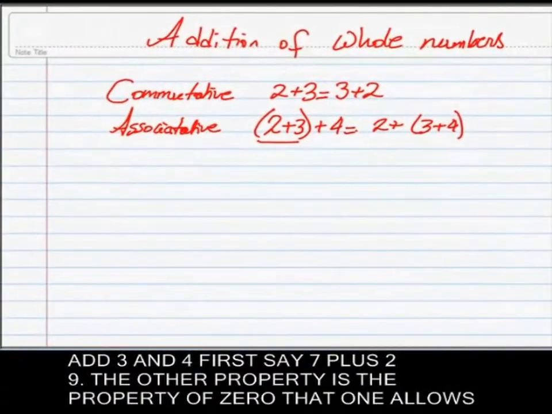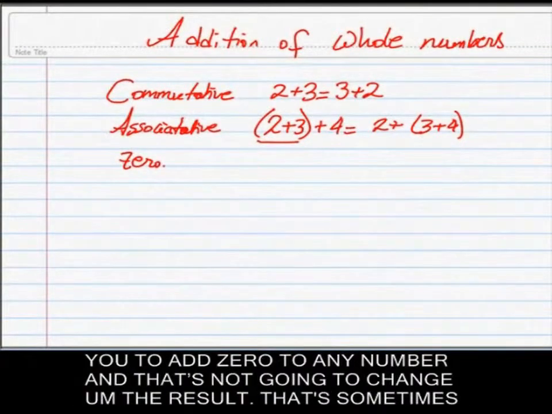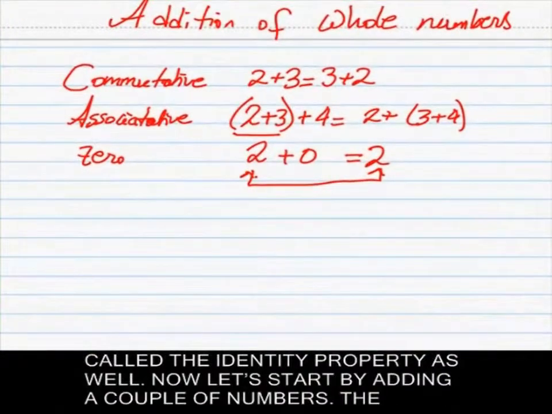The other property is the property of 0. That one allows you to add 0 to any number, and that's not going to change the result. That's sometimes called the identity property as well.